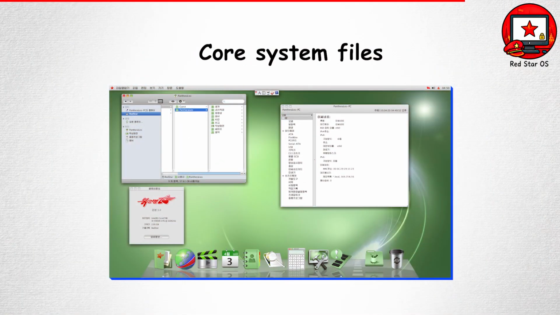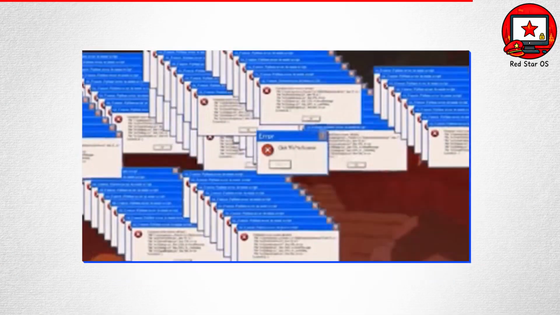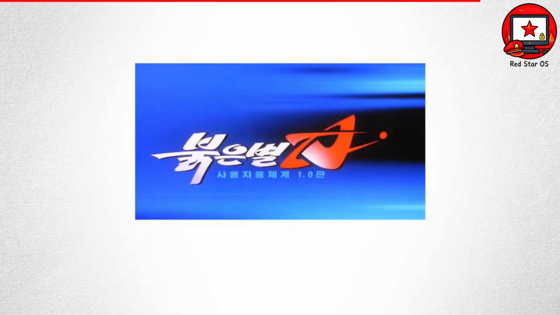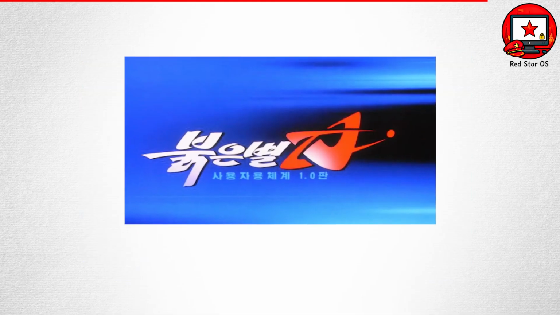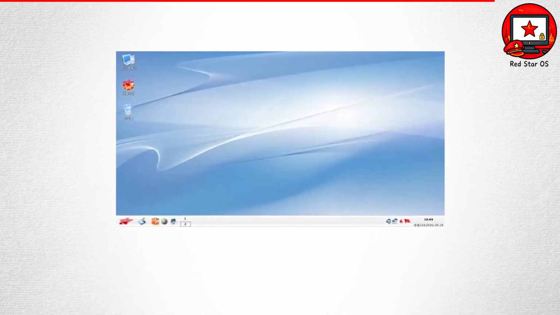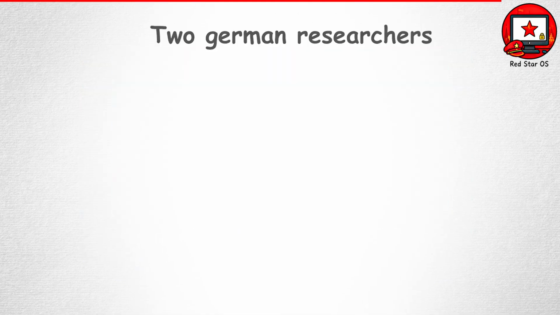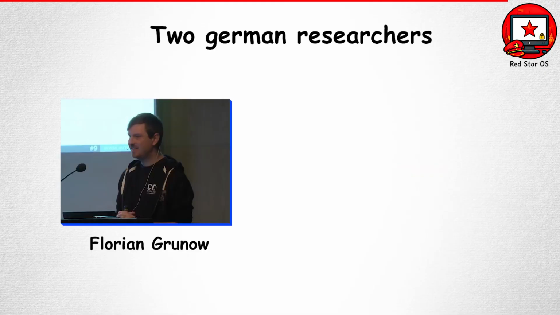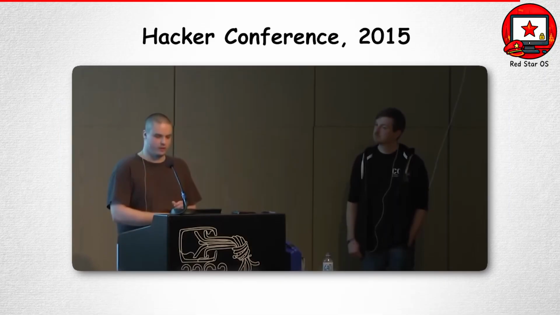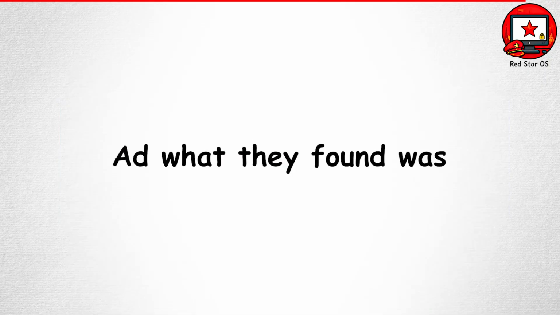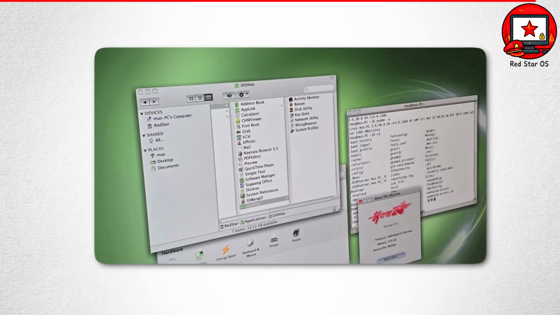If you try, if you change anything in the core system files that Red Star needs to run, the OS just crashes. Then, when you reboot, everything you changed is gone, put back exactly how it was, and monitoring switched back on. 2 German researchers, Florian Grunow and Niklaus Schiess, pulled the whole thing apart and showed it off at a hacker conference back in 2015. And what they found was that none of this is a bug. This is what the OS is actually designed for.